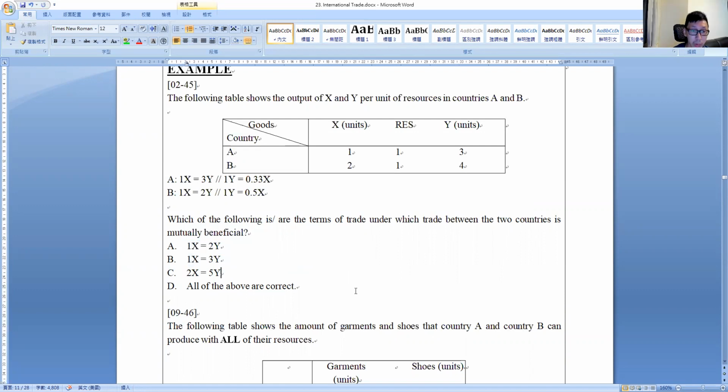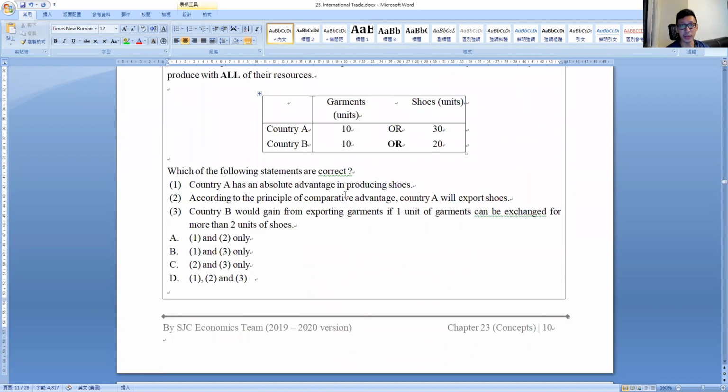Now, what about this? 2x equals 5y, meaning it will be 1x equals 2.5y, which lies between 2 and 3 here. See? The possible range should be 2y to 3y, which 2.5 is within the range. Okay? So this is the way we do it. Now, moving on to the next question.